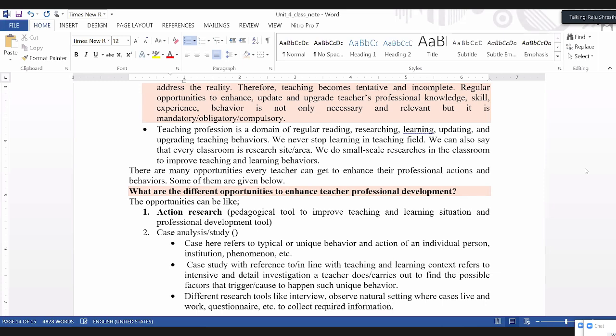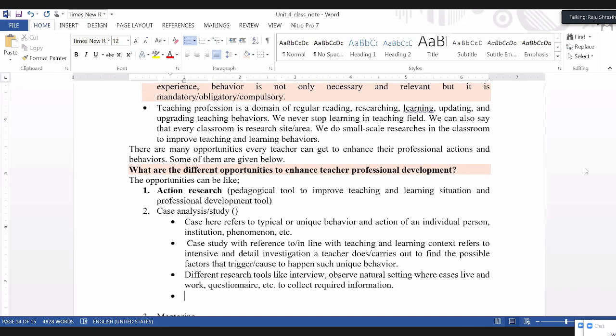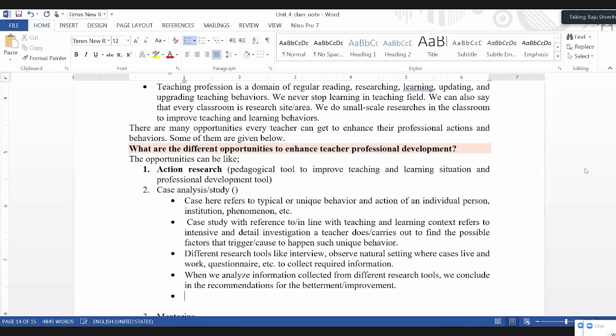Okay, and we analyze. In case study, when we analyze the information collected from different research tools, we conclude in the recommendations, for the betterment or improvement. We recommend. This is the difference between action research and case study.